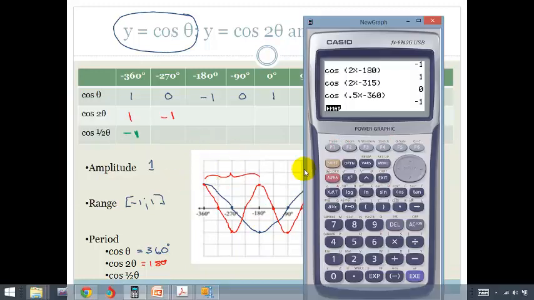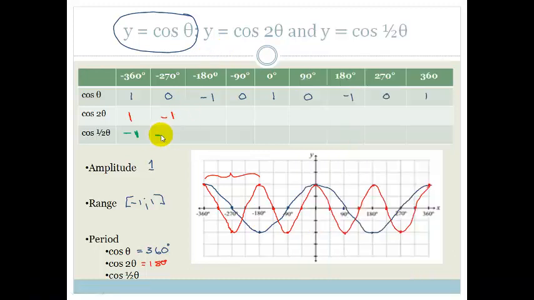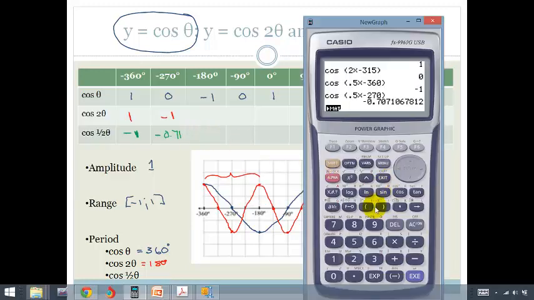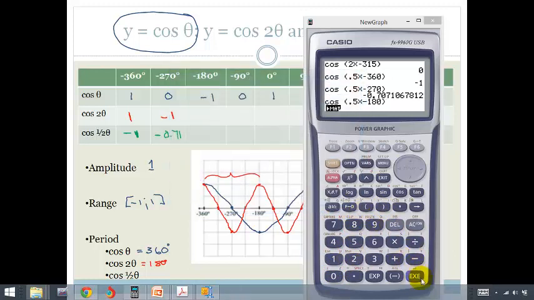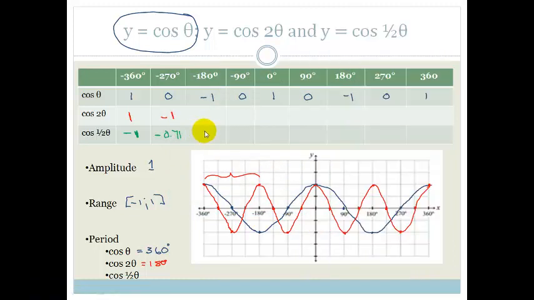If we get cos of 0.5 times negative 270, close the bracket, we're going to get negative 0.71. I'm hoping you recognize some of these numbers from our sine graph that we did in the last lesson. Let's try cos of bracket 0.5 times negative 180, and we close the bracket, and that becomes naught, so this is 0.